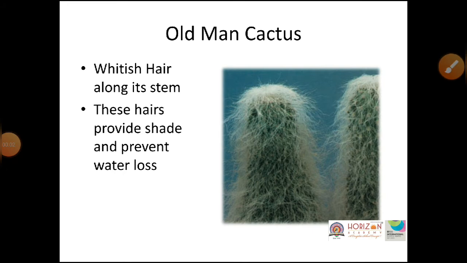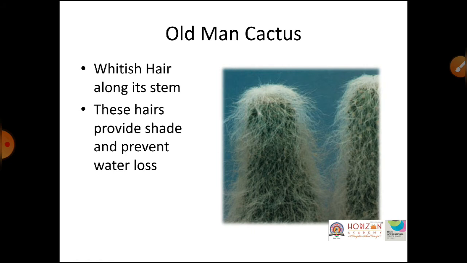So students, let us start the next topic, that is old man cactus. This is another species of cactus. This cactus gets its name from the wisps of whitish hair along its stem, which provide shade and prevent water loss. As you know, an old man has whitish hair, and this cactus also has whitish hair. That's why this cactus got its name as old man cactus.